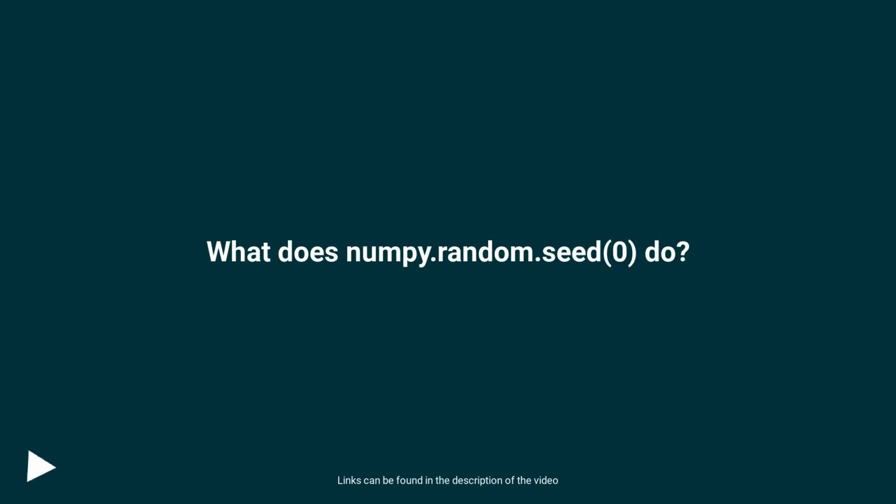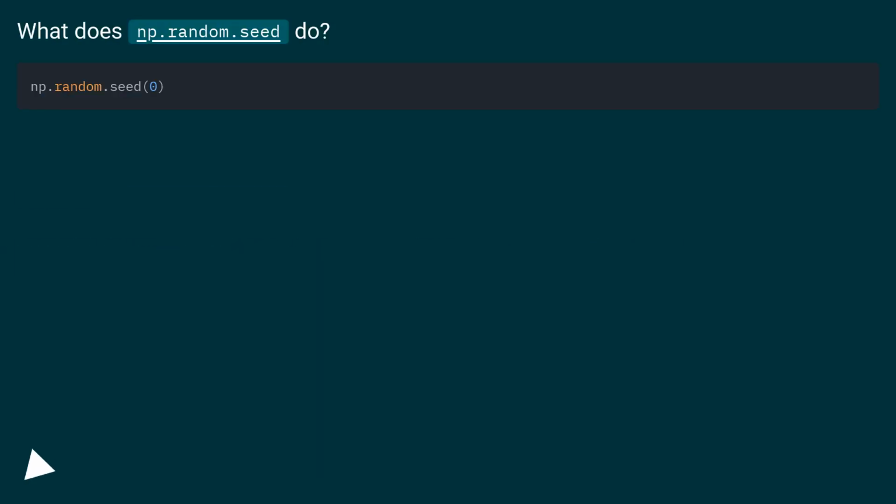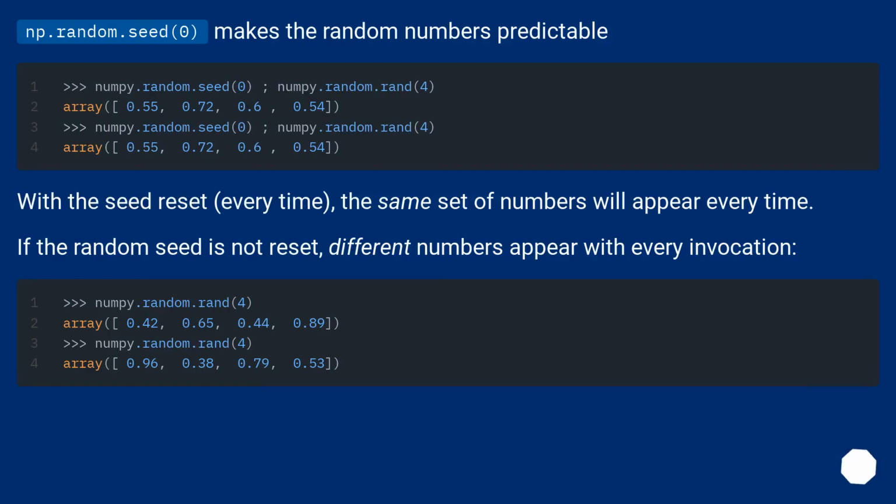What does numpy.random.seed(0) do? What does np.random.seed do? np.random.seed(0) makes the random numbers predictable. With the seed reset, the same set of numbers will appear every time. If the random seed is not reset, different numbers appear with every invocation.